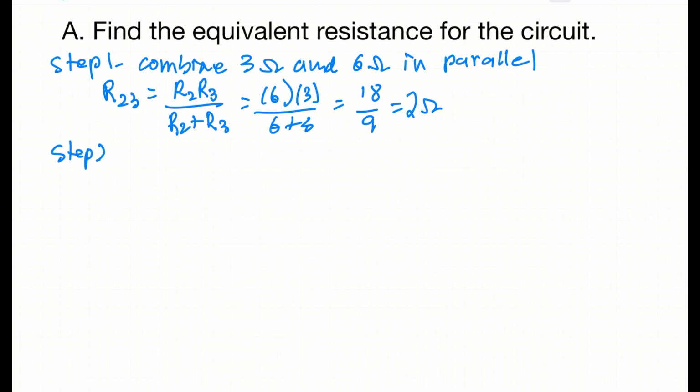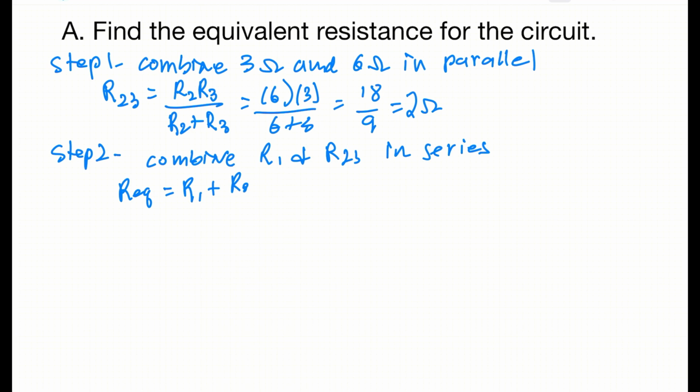Now step 2, what we want to do is combine R1 and this R23 we just calculated, because they are in series. So R1 plus R23 will be the total equivalent resistance. We know R1 is a 2 ohm resistor, and we know the equivalent combination in parallel of R2 and R3 is 2 ohms also, so we've got 4 ohms. That's going to be our equivalent resistance.